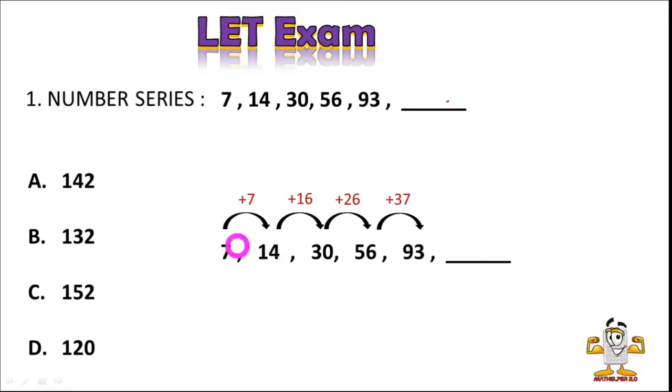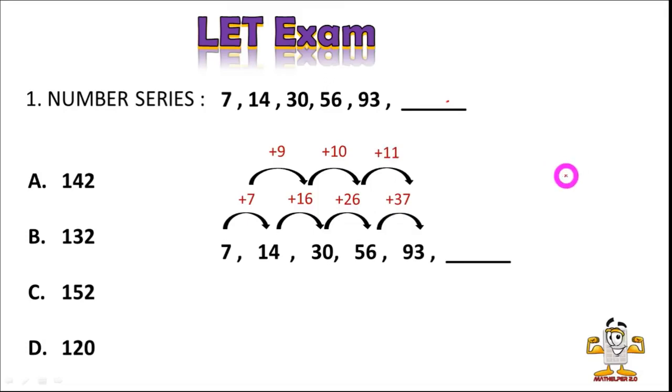So, hindi pa makikita yung pattern dahil malalaki yung number. So, sa taas naman is 7 and 16, mag-add tayo ng 9. Yung 16 at 26, mag-add po ng 10. So, napansin nyo may pattern na 9, 10. So, yung 26 at 37, na-add po siya ng 11. So, ibig sabihin, yung next nating i-add is 12.